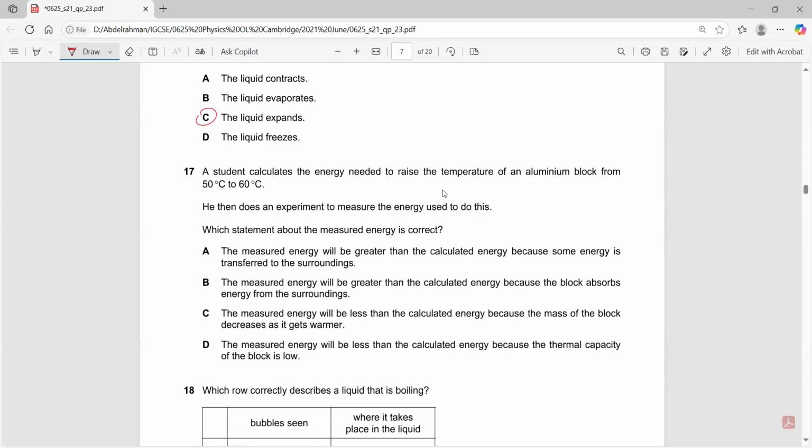A student calculates the energy needed to raise the temperature of an aluminum block from 50 to 60. He then does an experiment to measure the energy used to do this. Which statement about the measured energy is correct?